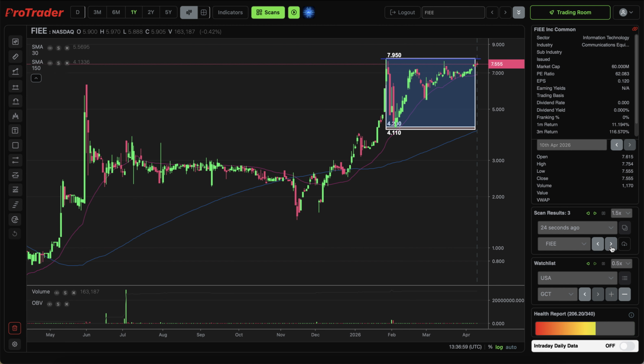The next one is FIEE. It's a little bit thinner, a bit more illiquid. Hardly did any volume yesterday, so not going to be for many traders out there unless you have tiny accounts, but you can see that base there. You can see the clear resistance. You can see how there's blue sky and no overhead supply.